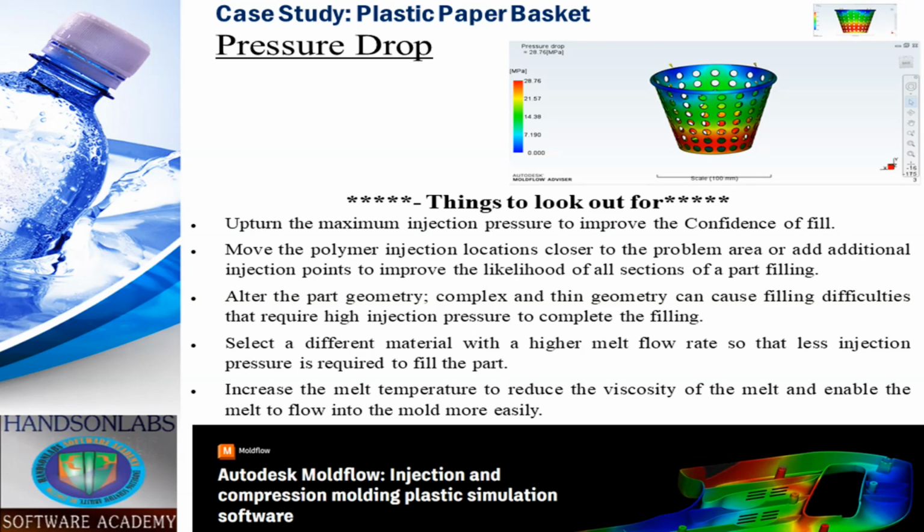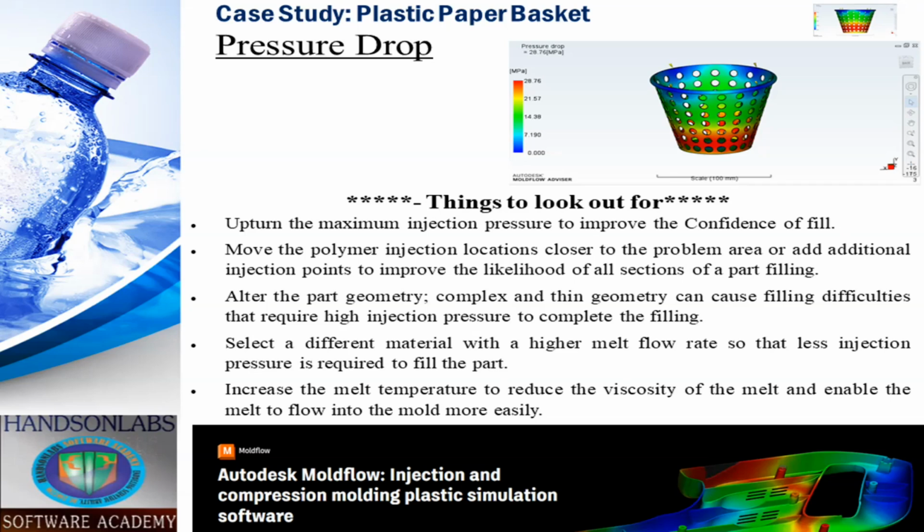Now you can obtain the maximum injection pressure to improve the confidence of fill from this pressure drop, okay, pressure drop indicators. Now moving the polymer injection locations closer to the problem area or add additional injection points to improve the likelihood of all sections of a part filling. These are things that you can look out for and decide on based on the results of the pressure drop.